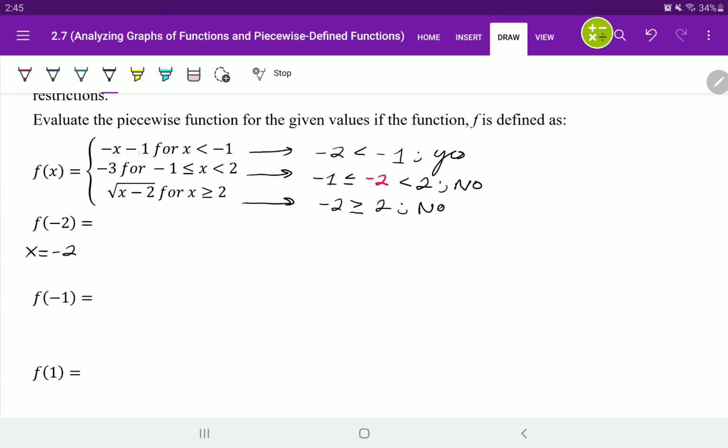Which one works? The first restriction works, which means you're going to plug in the value of negative 2 into the first equation. So f of negative 2 will equal negative, inside parentheses, input the negative 2, subtract 1. Two negatives make a positive. So now we have 2 minus 1, which is 1. And that is the answer for f of negative 2 in my piecewise defined function. Now we're going to reset the restrictions.